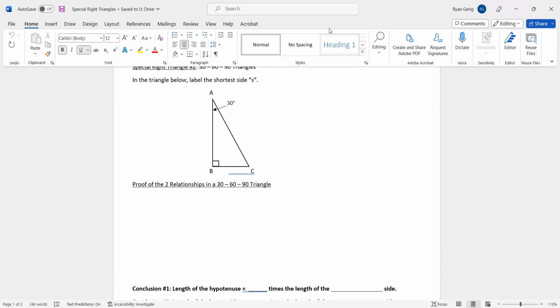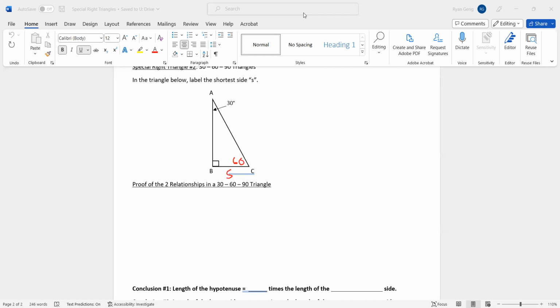All right. So in the triangle below, which, by the way, the 30, 60, 90 is the next special right triangle. Label the shortest side S. Well, this looks like the shortest side. I'm going to put an S there. Can I conclude that it's the shortest side without any question? Yes, I can. Remember in first semester, the shortest side is across from the smallest angle. Well, I've got my 30 degree there. I can figure out angle C by doing 180 minus 90 minus 30, and I get that that's 60. 30 is smaller than 60. Therefore, BC is the shortest side.